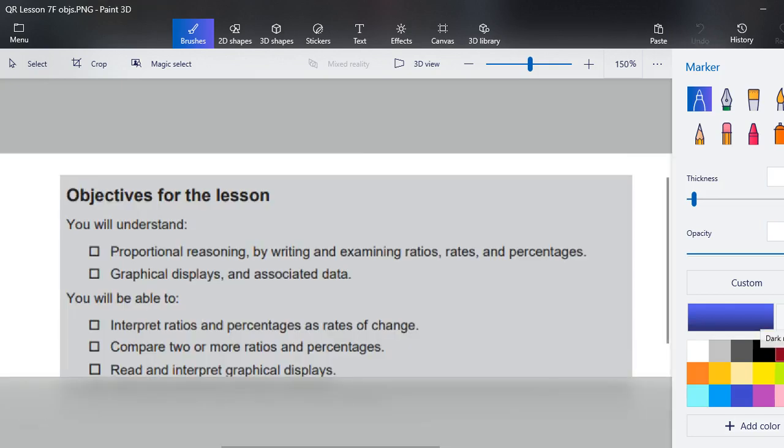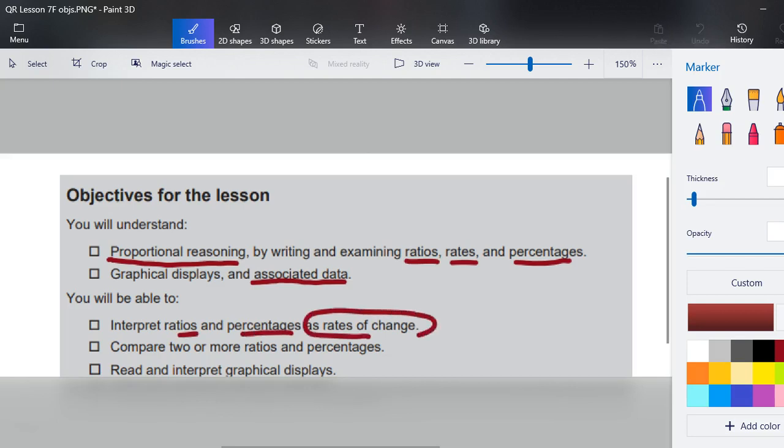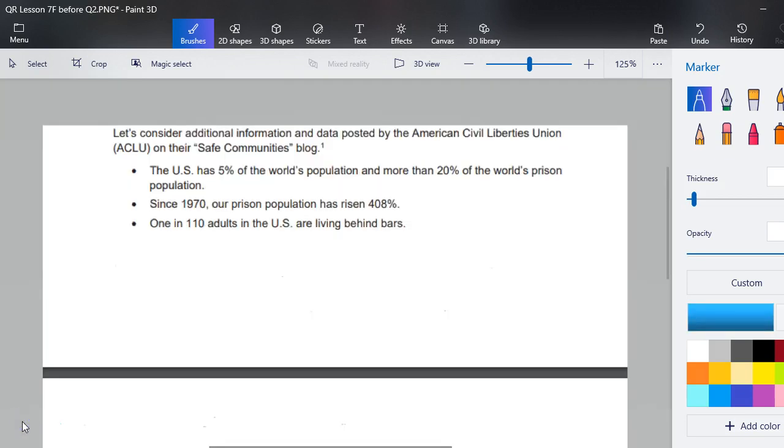The objectives for this lesson are that we will understand proportional reasoning. And we're going to do so by writing and examining ratios, rates, and percentages. We will also understand graphical displays and associated data. By the end of the lesson, we're going to be able to interpret ratios and percentages as rates of change. We'll also be able to compare 2 or more ratios and percentages, and we'll also be able to read and interpret graphical displays.